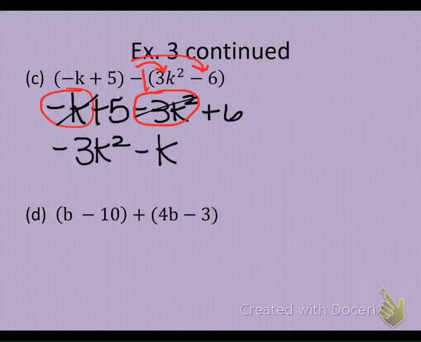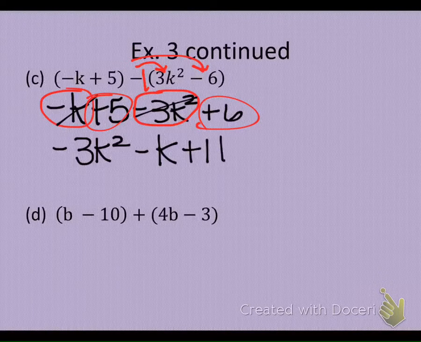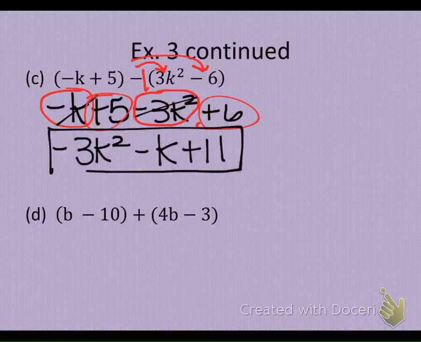And then any other like terms, Abby, that I can combine? 5 and 6. And when we combine 5 and 6, we get what? Positive 11. So this is our final answer. Awesome. All right, now look at letter D. What kind of problem is it? Addition. So we go right into combining our like terms.